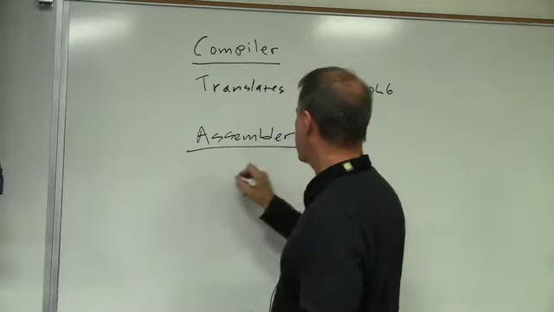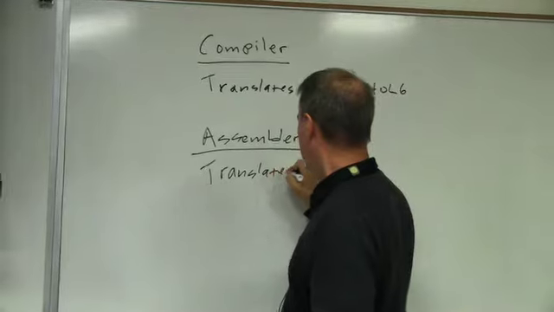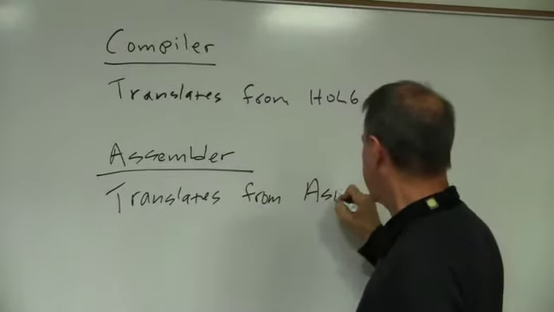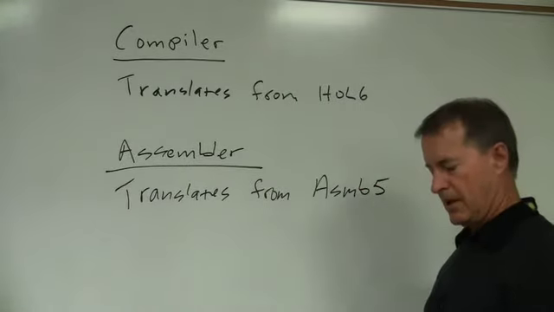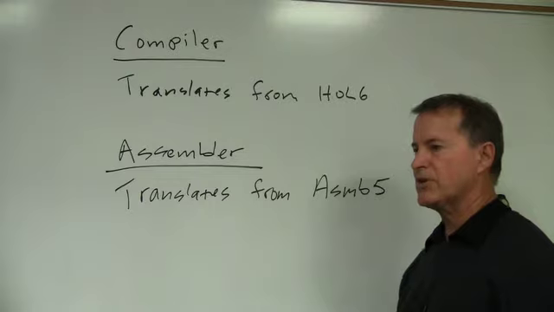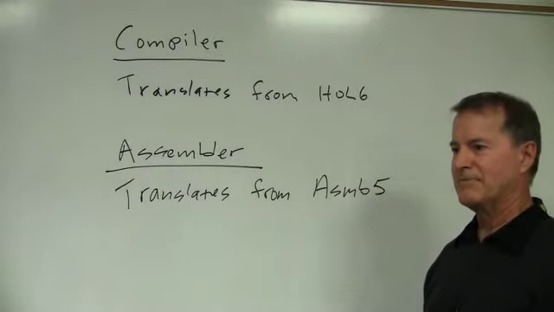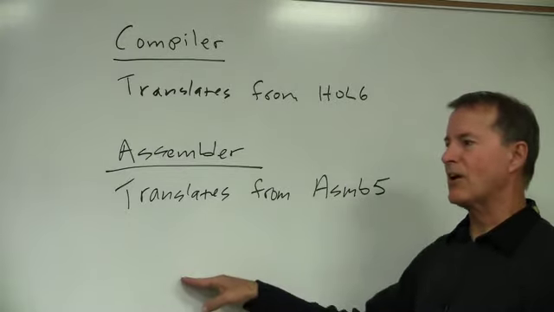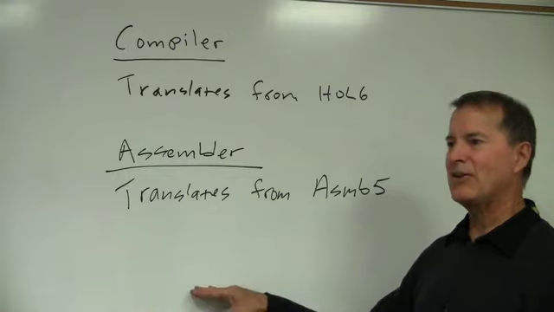But an assembler translates from what? Translates from ASMB 5. So an assembly language is not nearly as complicated as a high-order language. We only have like 32 instructions. And furthermore, those instructions are all line-oriented. There's no nesting. You see what I mean?